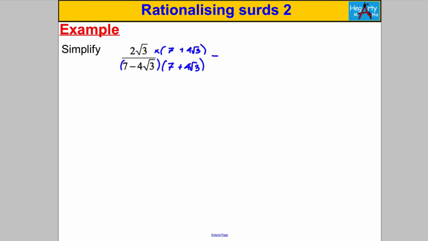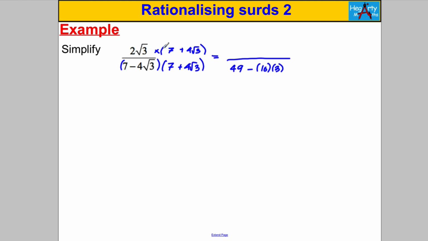Okay, so on the bottom, what am I going to get? Well, 7 times 7 is 49. 4 root 3 times 4 root 3. Let's think what we get. 4 times 4 is 16. I'm going to write the 16 down here. And root 3 times root 3 is 3. I'm going to write that down just to save me doing too many calculations in my head.